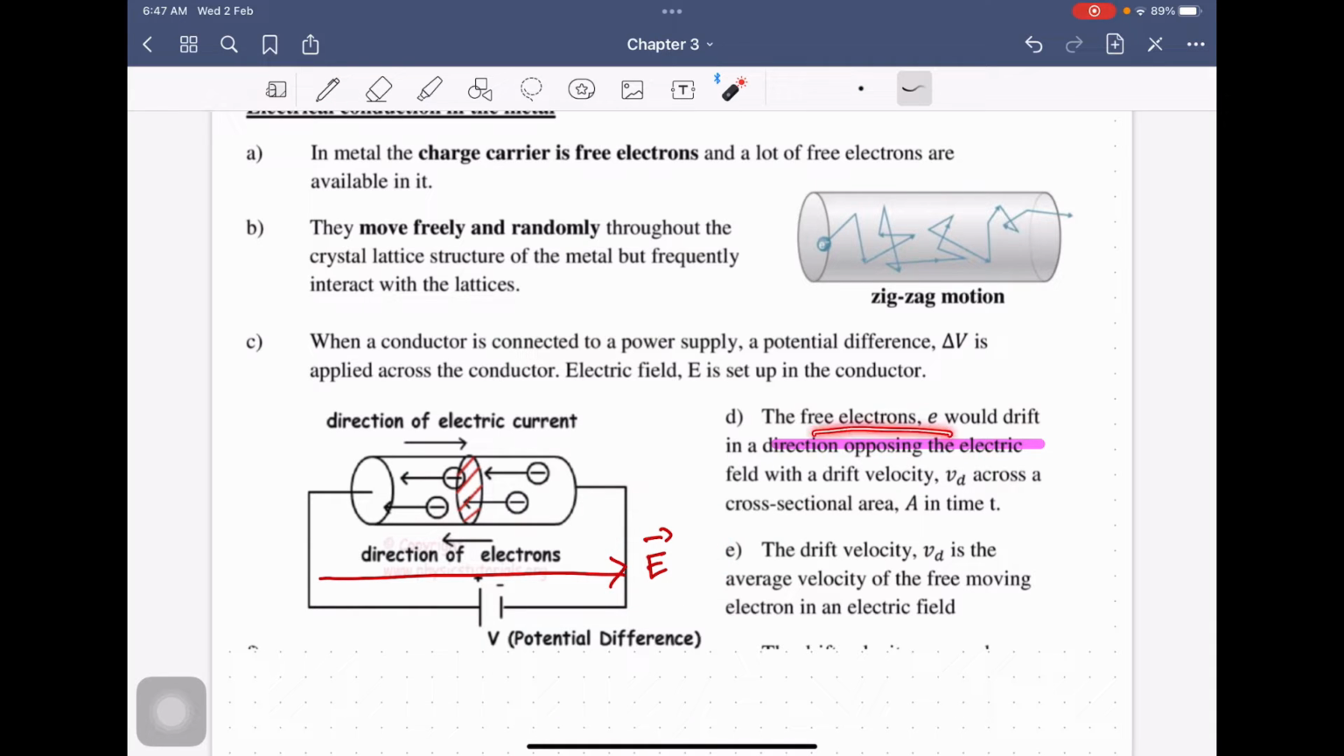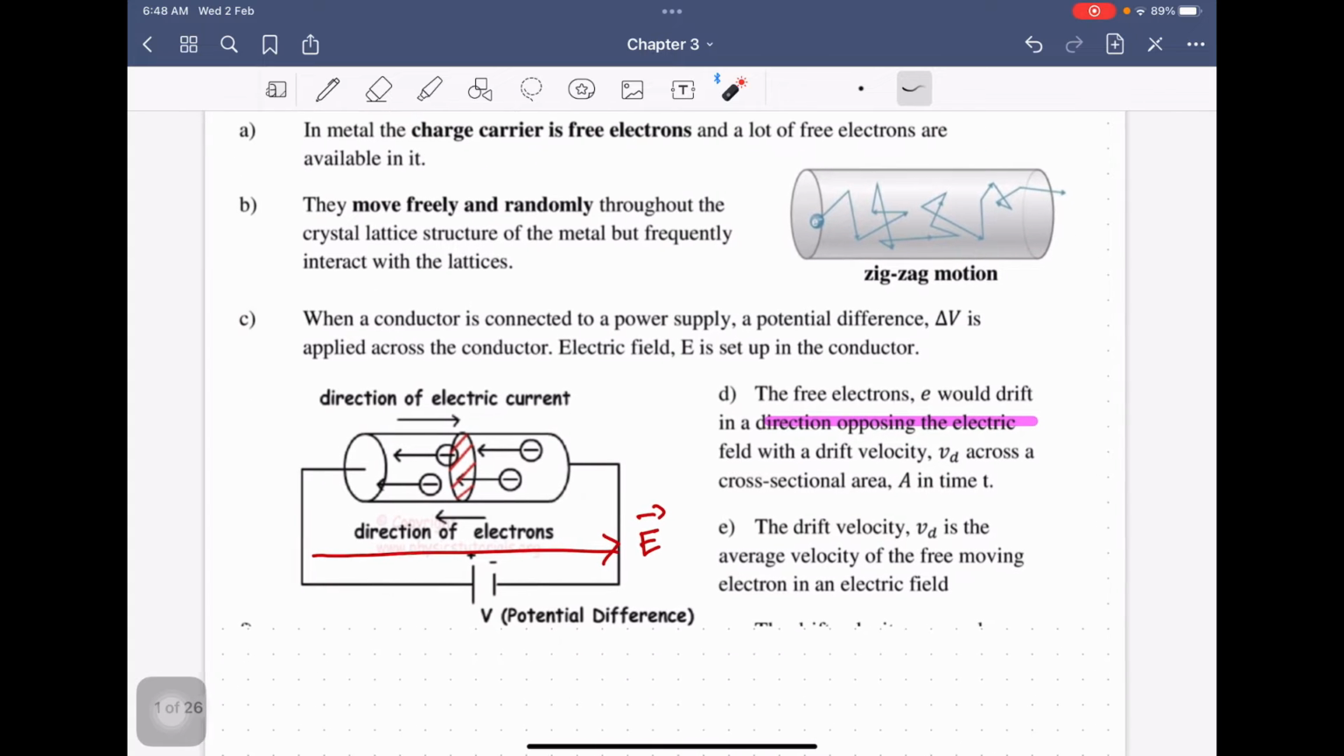But the free electrons would drift in the direction opposing the electric field with a drift velocity across a cross-sectional area in time t. Okay, so the direction of electron, the drift velocity tadi opposing dengan direction of electric field. Okay, the drift velocity is the average velocity of the free moving electron in an electric field. Okay, itu adalah drift velocity. Okay, so kita just tahu definition dan macam mana pergerakan drift velocity. Okay, untuk subtopik yang pertama.